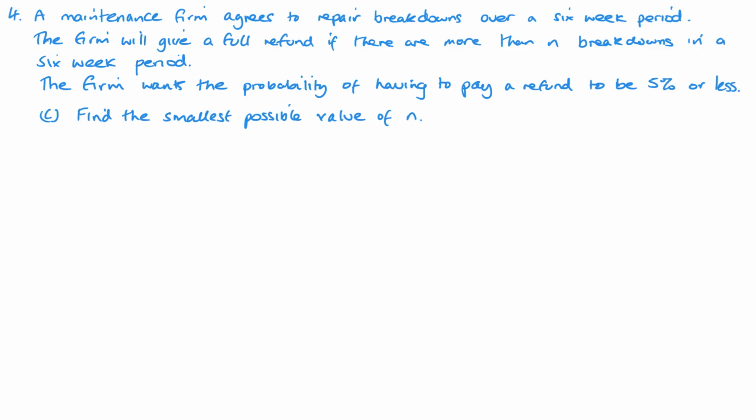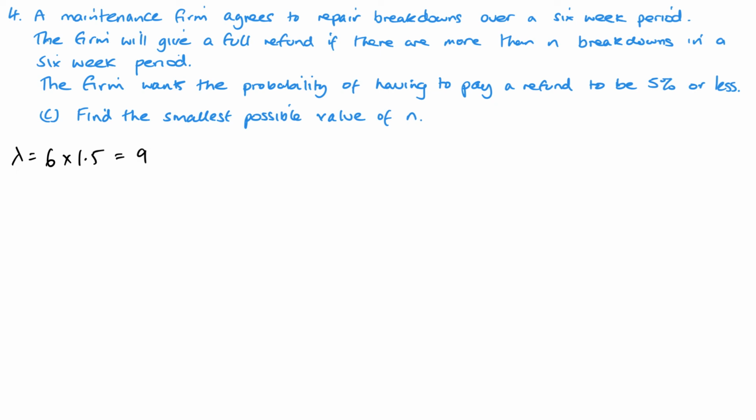Anyway, let's get back on with the question. So they only want to pay out when the probability is 5% or less. First things first, we have a 6-week period, so 6 times 1.5 gives me 9. That's going to be my value of lambda.